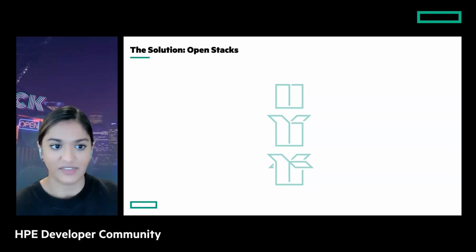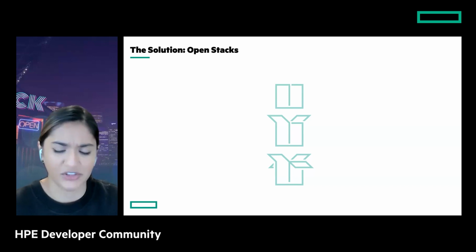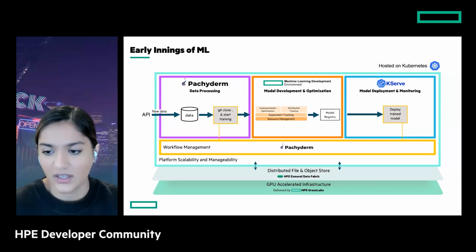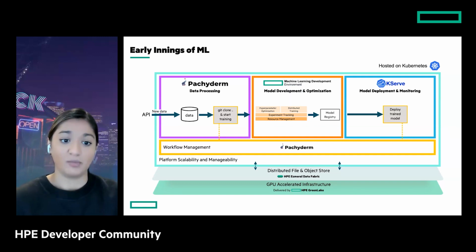And altogether, you can see how these benefits of open source and open stacks drive the industry forward and make machine learning engineers more productive. So that's the importance of open source.